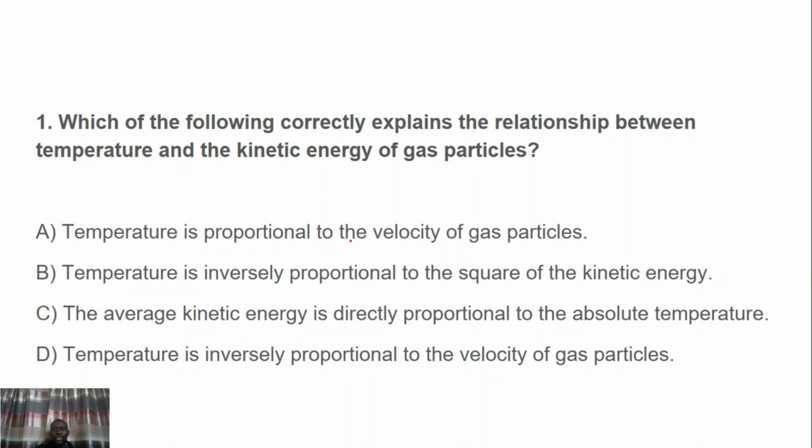A. Temperature is proportional to the velocity of the gas particle. No, this is not correct. Temperature is related to the kinetic energy, not the velocity of the particle. B. Temperature is inversely proportional to the square of the kinetic energy. This is not correct. Rather, temperature is proportional to the average kinetic energy. C. The average kinetic energy is directly proportional to the absolute temperature. This is correct. D. Temperature is inversely proportional to the velocity of the gas particle. This is not correct. So the correct answer is C.